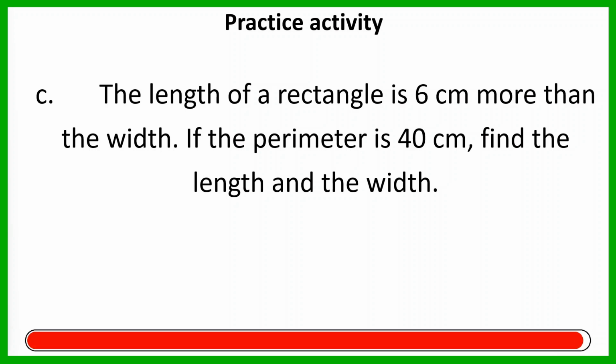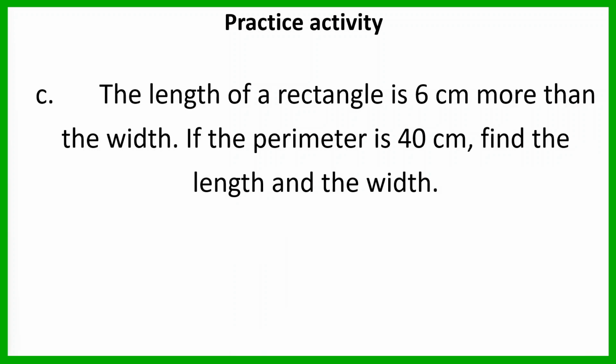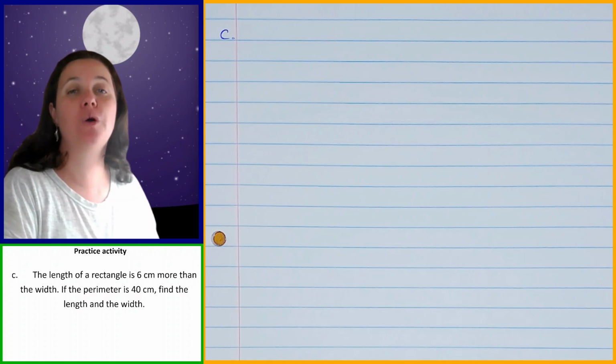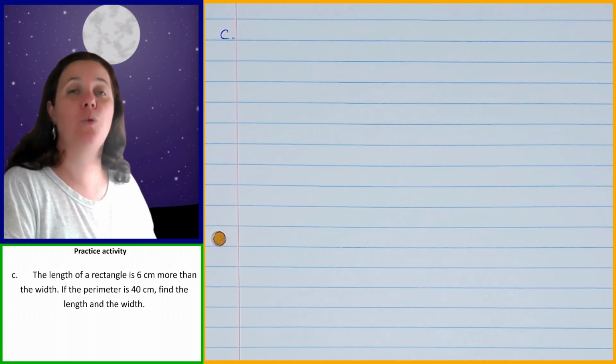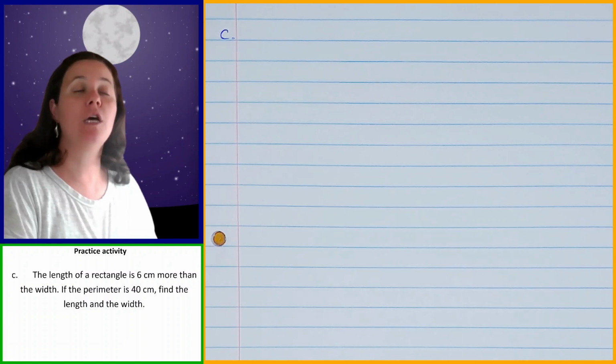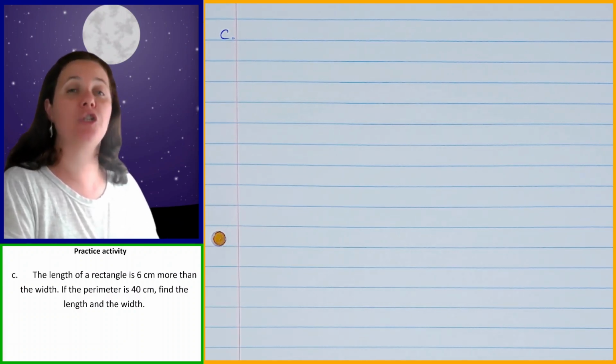Okay, so let's go through that question. Right, so this question has got two unknown values. The length and the width are both unknowns, and we need to work out what both of them are. We need to make one of them x and the other one in terms of x. So they've told us the length of the rectangle is 6 centimeters more than the width. So they've told us what the length is in relation to the width. So I'm going to make the width x and then the length in terms of x.